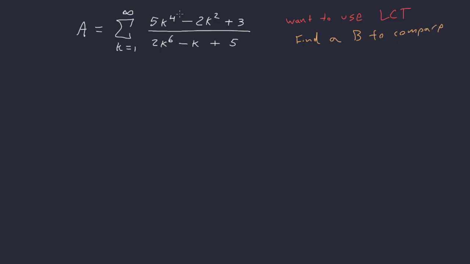Okay, and how we do that is, again, I look at just the first two terms here. And how you do this is you could do the 5k to the 4th over 2k to the 6th, or you could just use the powers themselves. It really doesn't matter that much. We'll see in a minute why, but anyway, we'll get 5 halves k, so 5 over 2k squared.